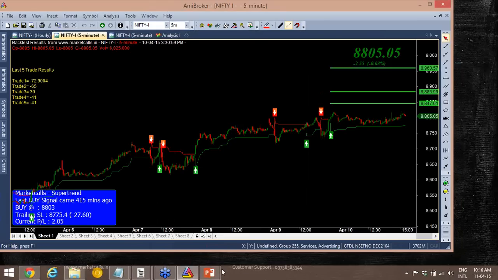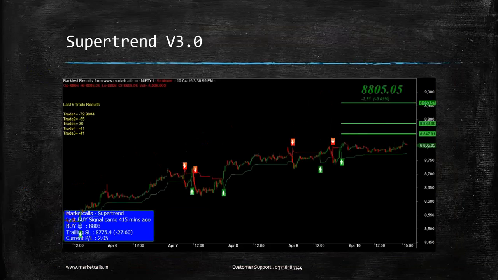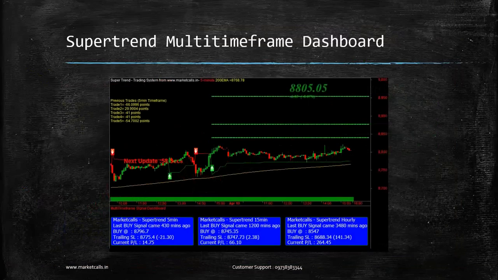Let's jump into Supertrend version 4.0. There is also one more version which you can see in our live chart. This is nothing but a multi-time frame dashboard. It doesn't differ in the logic, which remains the same, but instead of having one single dashboard, we have multiple time frame dashboards which track what is happening in the other time frames. Some traders asked what is happening in the other time frames while trading is happening in, say, a 5-minute time frame. I just want to know what is happening in the 15-minute and hourly time frames.